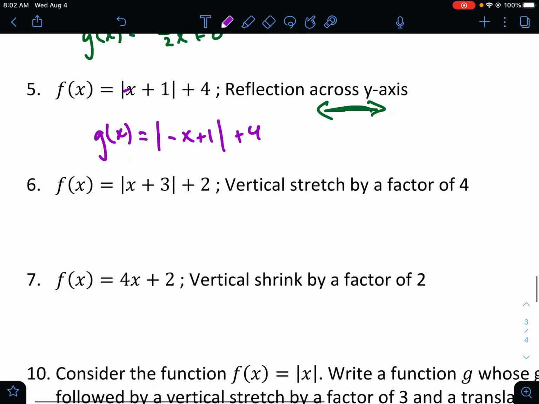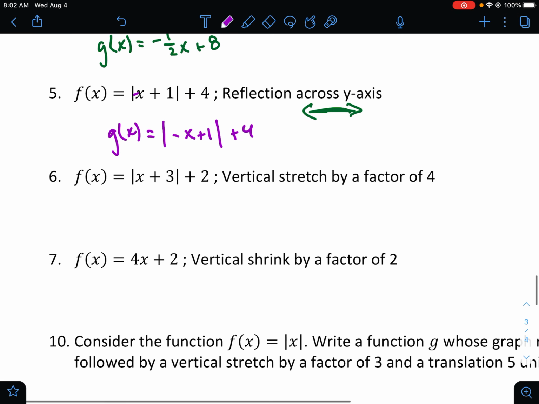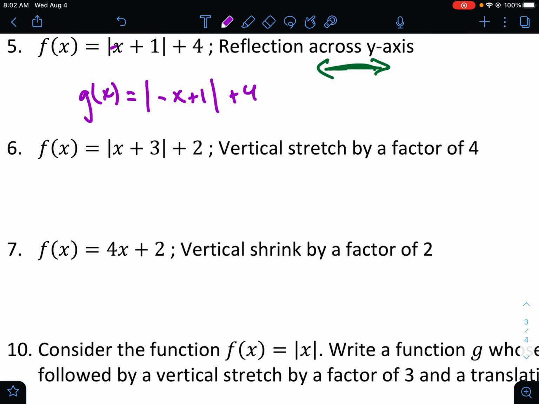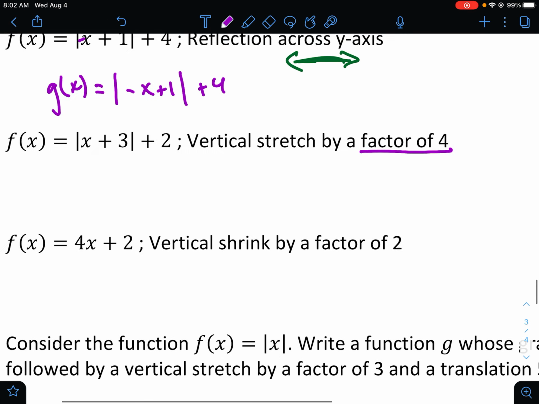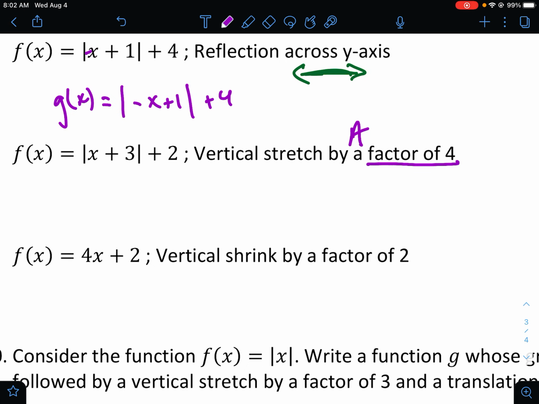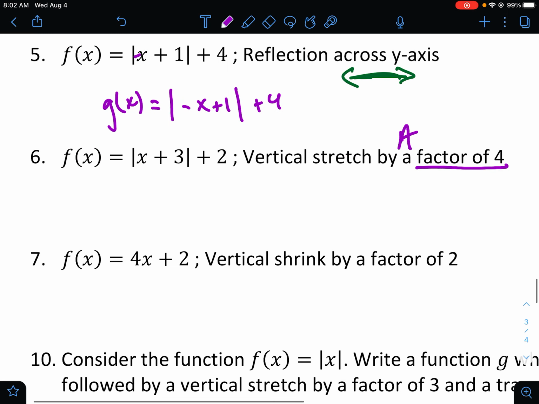Nothing else changes. You'll see these start to get a little bit more challenging, like vertical stretching by a factor of 4. This is another one that's really easy. Vertical stretch by a factor of 4. Vertical stretch is your A. So here's where A would go right there. So a vertical stretch by a factor of 4 just simply puts a 4 there. And x plus 3, and then plus 2.